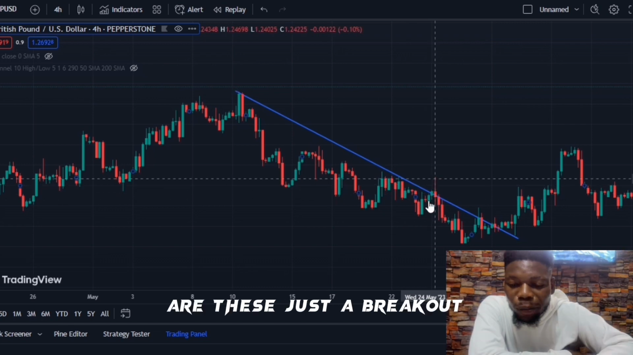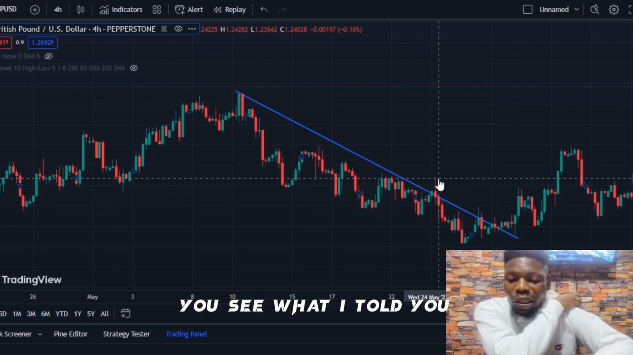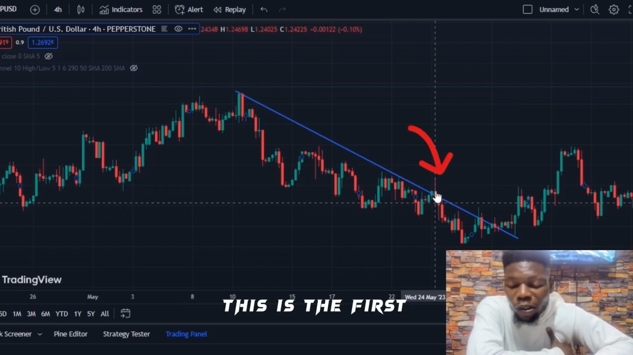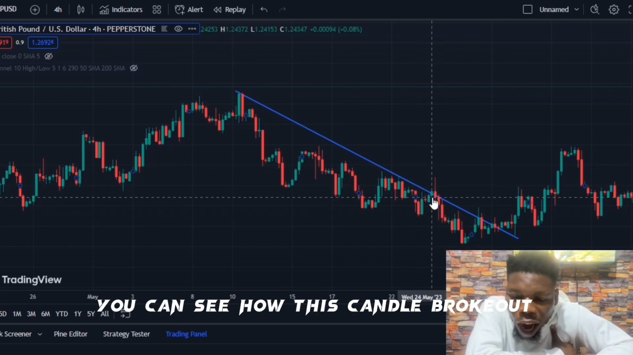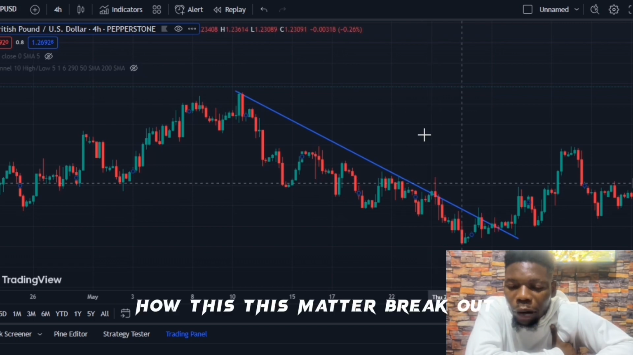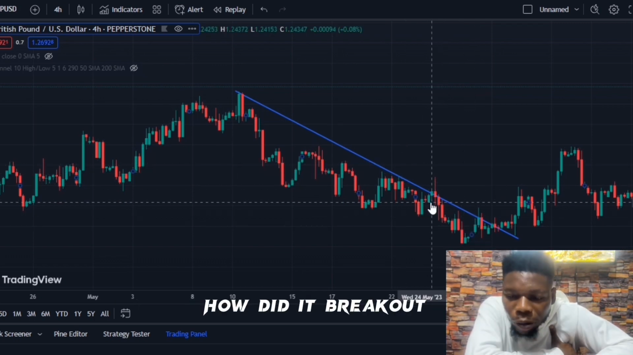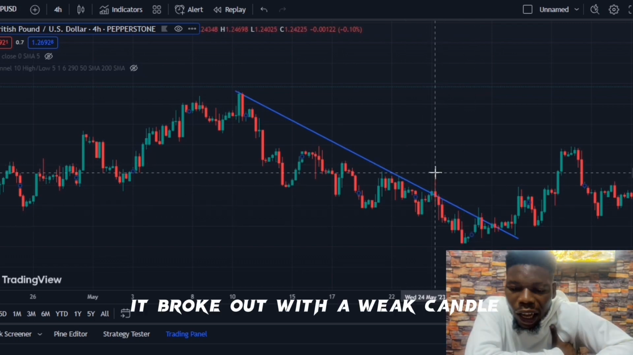Like this one now, this is just a breakout, you understand? So just this are handy to see what I told you. This is the first breakout I'm telling you guys to be careful about. Now this is a very good example. You can see how this candle broke out, how this market broke out. How did it break out? It broke out with a weak candle.